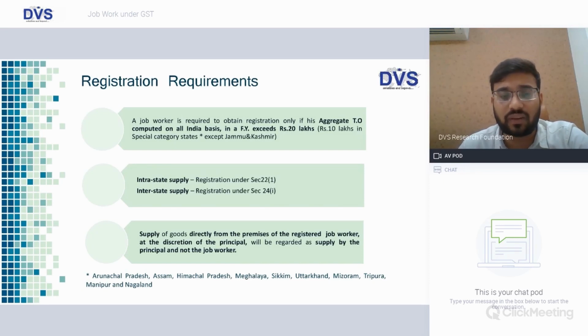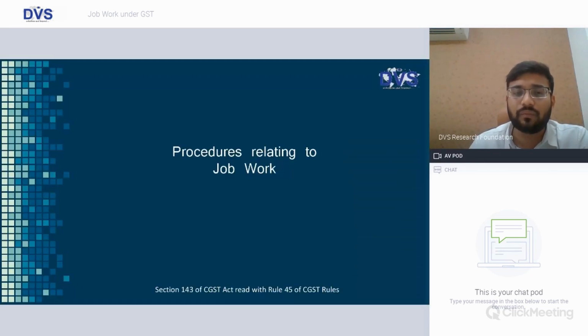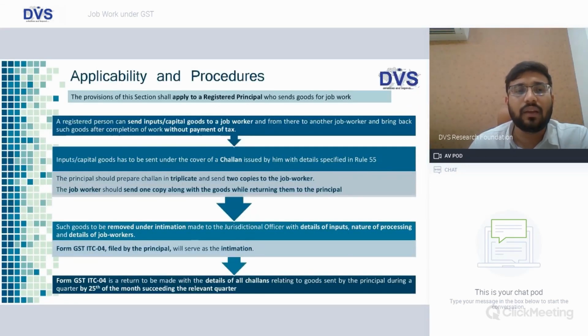Registration requirements, as we have seen, friends: up to 10 lakh for special category states, and exceeding 20 lakhs apart from the special category states. Supply of goods directly from the premises of a registered job worker. Say, for example, the principal supplies goods from the job worker's premises directly to a third party. That would be regarded as supply by the principal and not the job worker. The job worker is just acting at the discretion of the principal, so that would be considered supply of the principal and not the job worker.